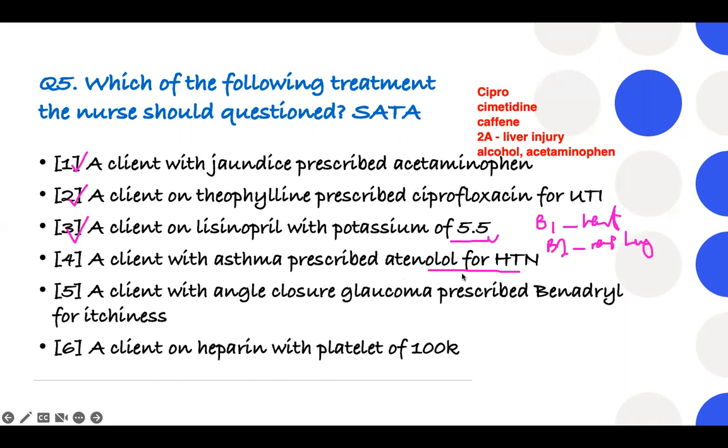If you give them a beta blocker, it can bind to B1 and B2. If you give an asthma patient a beta blocker, it can cause bronchoconstriction, and that will be bad. So why is the patient on atenolol? Yes, he can be on atenolol. This is a tricky one.